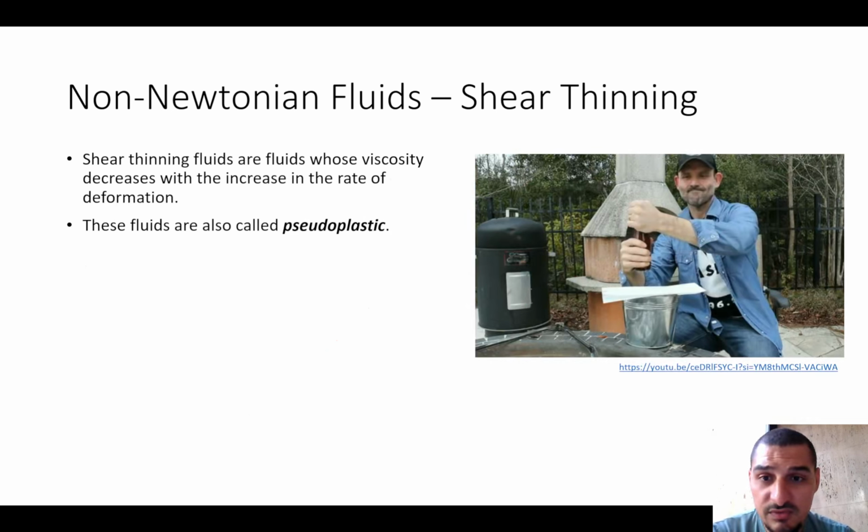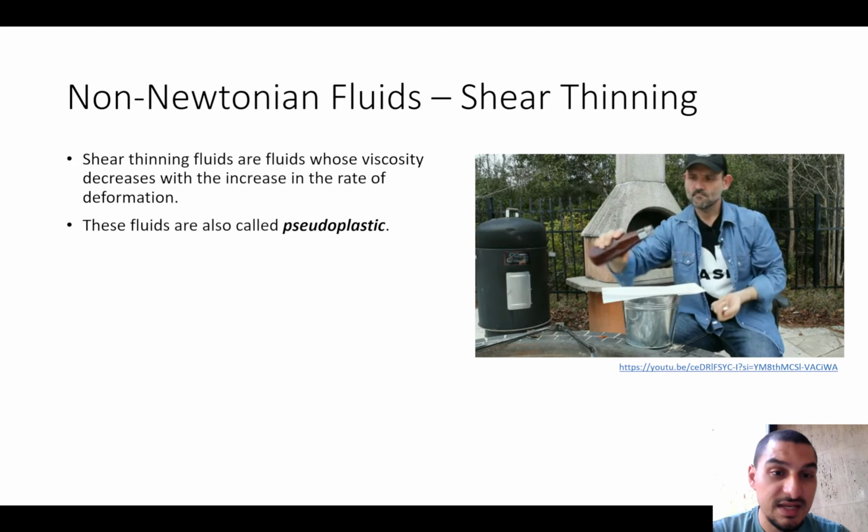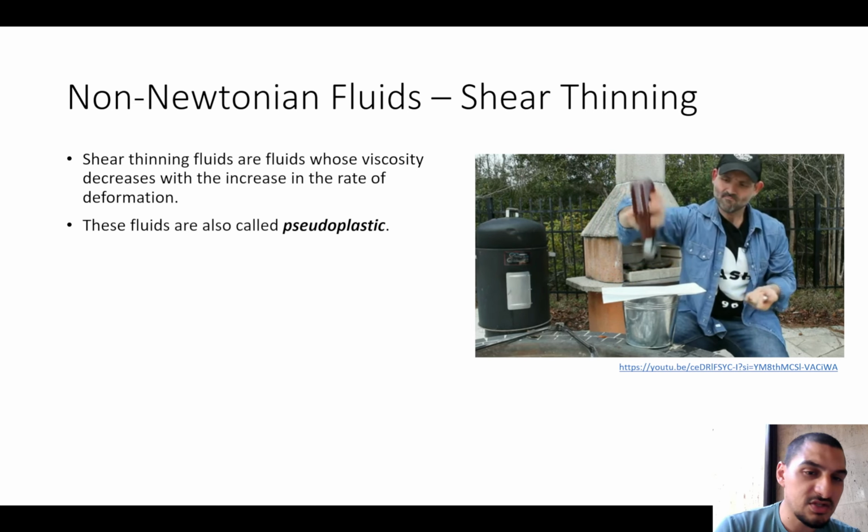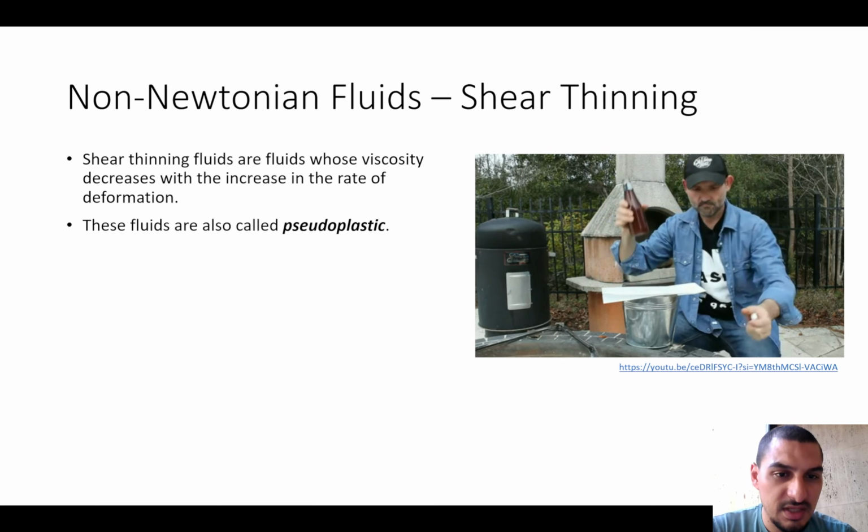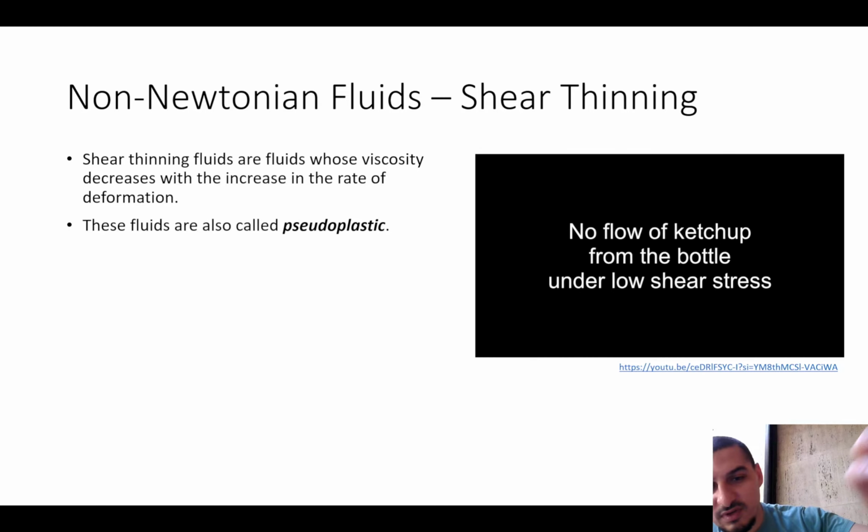Shear thinning fluids are fluids whose viscosity decreases with the increase in the shear stress or the shear force. These are sometimes called pseudoplastic. The very famous example is ketchup. You all know that ketchup is hard to get out of the bottle, and if you just flip the bottle and try to make the ketchup flow by itself, it will never flow.